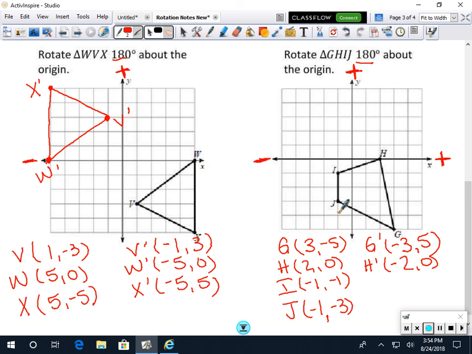Now then, I and J, they're in the 3rd quadrant. If I move them twice, I'm going to end up in the 1st quadrant, where both parts, X and Y, are positive. So I will be at the point positive 1, positive 1. And J will be at the point positive 1, positive 3. Okay, so I can plot my point. This is G prime, H prime, I prime, and J prime.